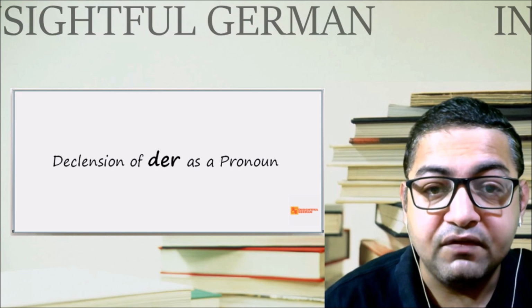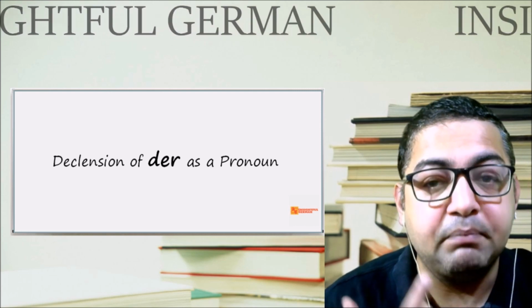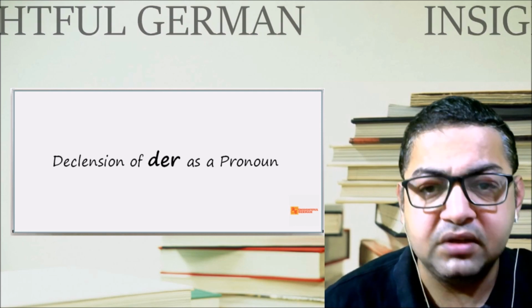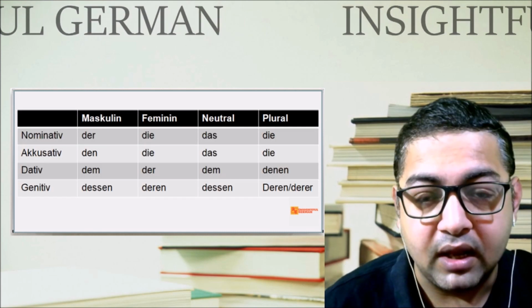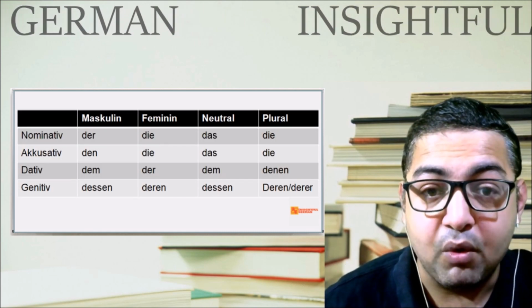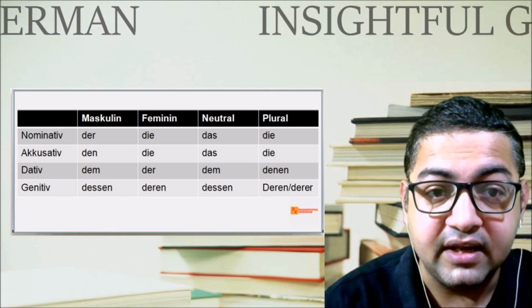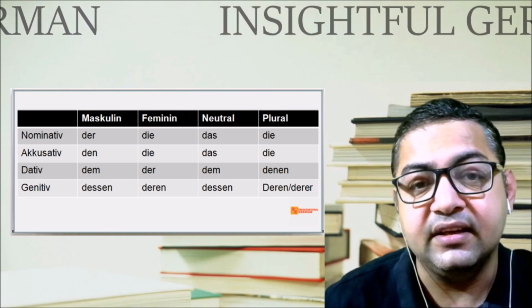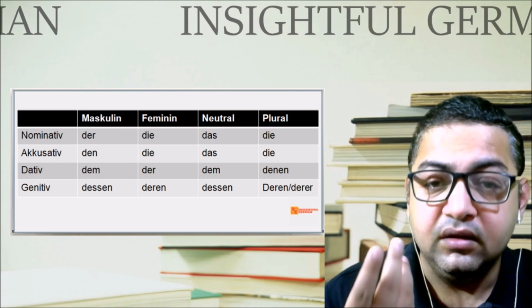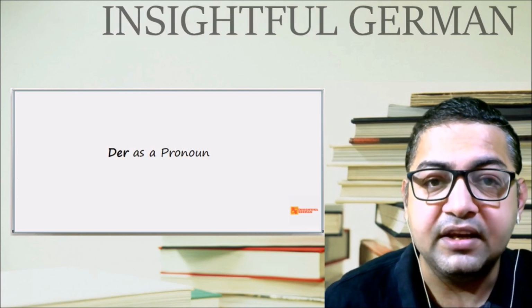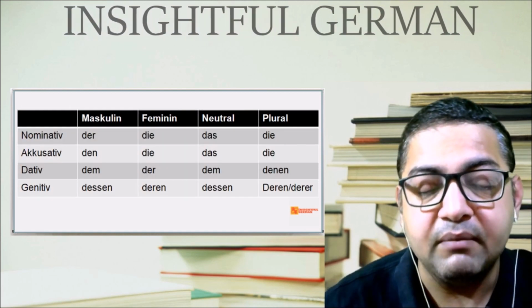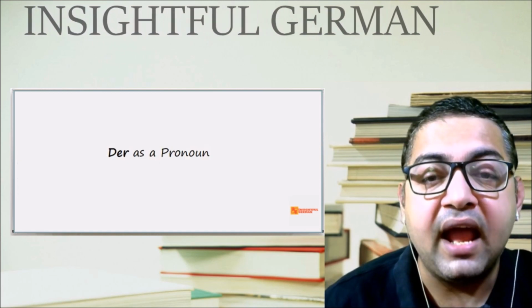The declension of demonstrative der used as a pronoun. This is the same as the declension of the determiner except in the genitive and the dative plural. We can see the table below. Now we have declensions there: die, das, die, dessen, deren, dem, der, dem, deren. Now these are the declensions of the relative pronoun, which we have already covered in my previous session. Now, the use of der as a pronoun.